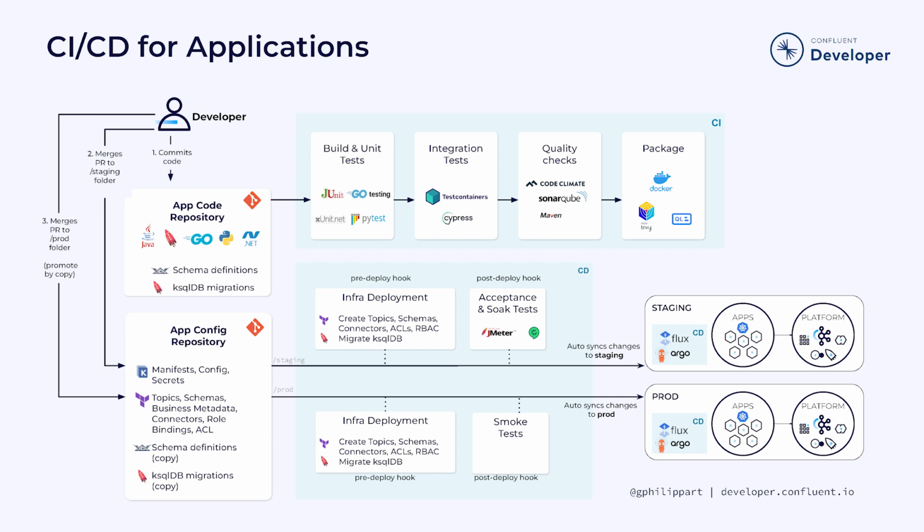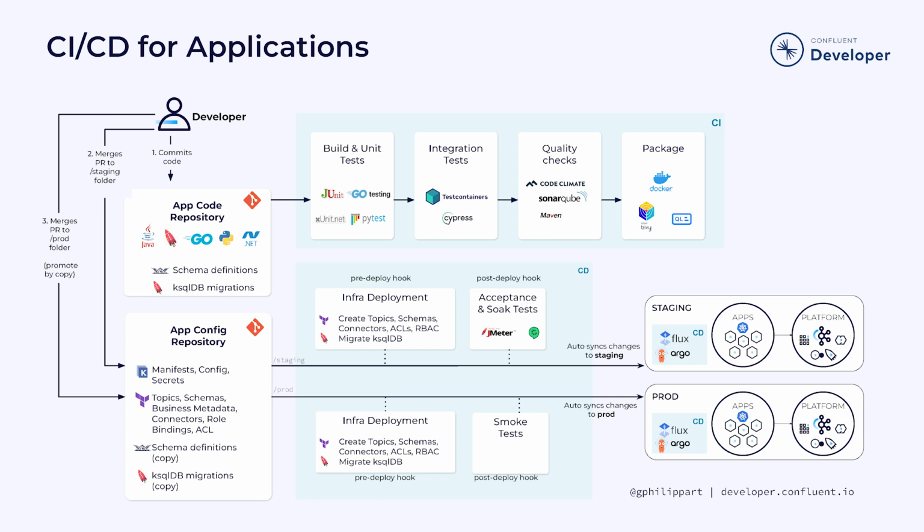For deploying to staging, a pull request is opened against the application configuration repository, updating the Kubernetes deployment manifest with the new image tag and other required changes for deployment, such as topics, schemas, connectors, or ACLs. It's up to you to decide how you want to make the schema definitions available to this repository, either by copying them manually over from the application code repo or by using Git submodules. After merging this pull request, the GitOps agent updates the staging environments as per the new desired state.